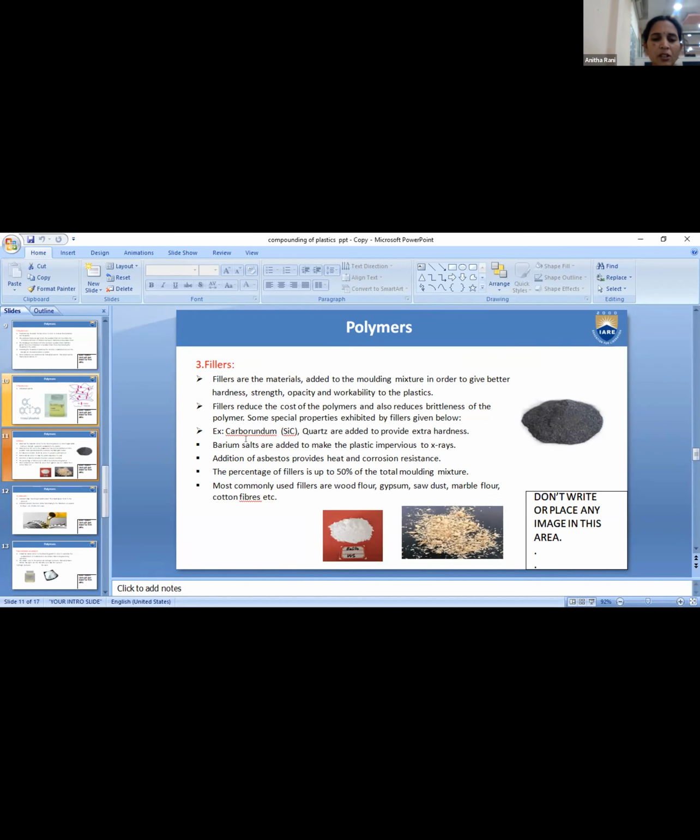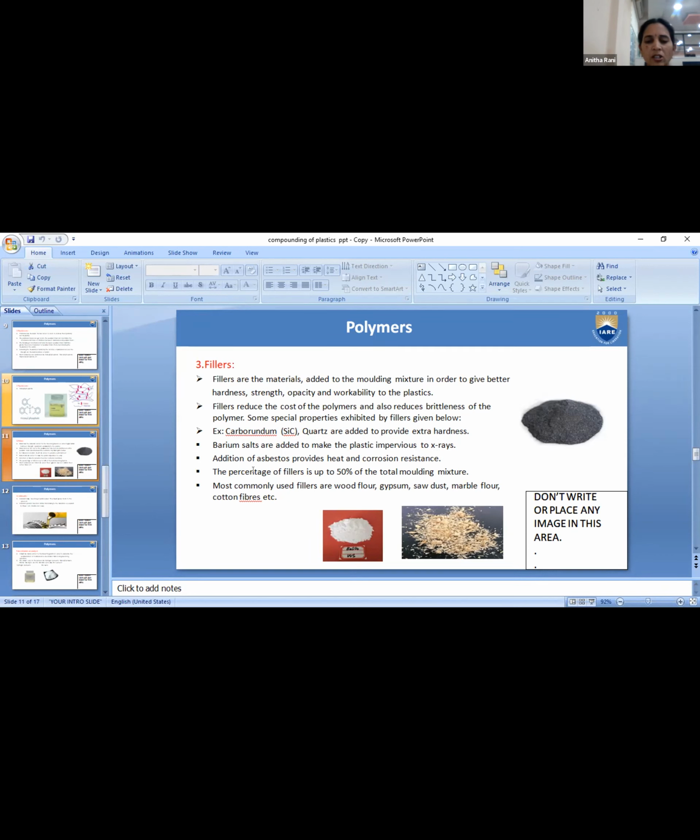Some of the examples I am giving you: carborundum, silica carbide, and quartz. These are added to the plastic resin to provide extra hardness. To get the hardness of the plastic, we will add silica carbide and quartz. Quartz is also silicon oxide. Next, barium salts we are adding to the polymer resin to make the plastic impervious to X-rays. It does not allow the X-rays. Next, addition of asbestos provides heat and corrosion resistance.